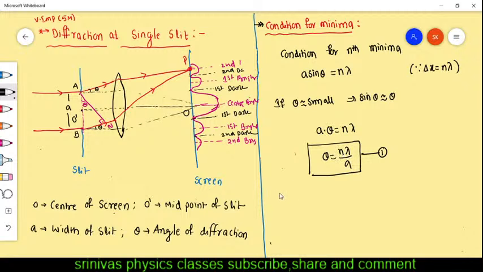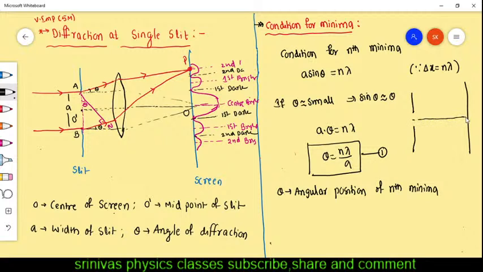What is theta here? Theta is the angular position of the nth minima. What is the meaning of this? For example, this is the slit and this is the screen, and this is the center of the screen. For example, here the nth minima forms. If here the nth minima forms, this is the nth minima.